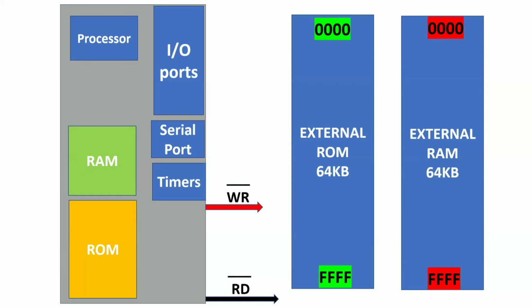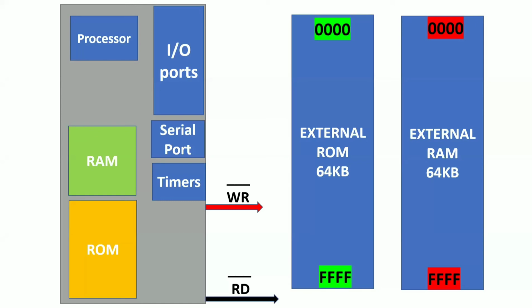Now tell me, for which memory do I need to use the control signals read bar and write bar? If you say both memories, okay, that's good. But if you say I can use both read bar and write bar signals only for the external RAM, that is perfect. When you say I can use both read bar and write bar signals for the external ROM, then that is a stupid answer. Why?